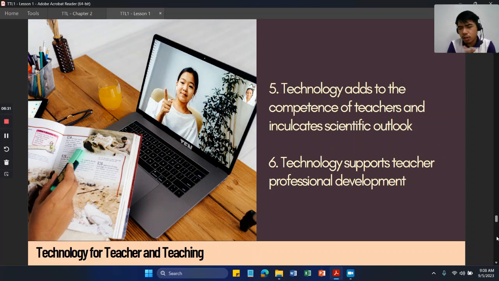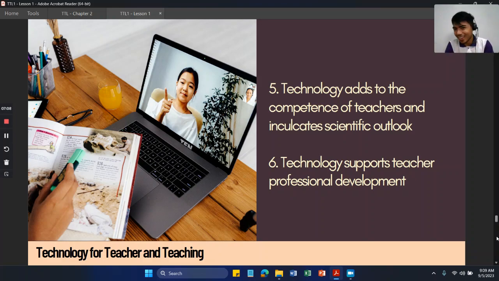Then, technology adds the competence of teachers and inculcates scientific outlook. Another example nga po natin dito is the presence of the INSET. Na INSET ito ay ginagawa na kahit na online, that the teachers will just be watching the videos and at the same time they can do the activities on their own homes, na hindi na sila pumupunta pa sa ibang mga lugar, para hindi masayang yung kanilang efforts and at the same time para hindi rin masayang yung kanilang pamasahe, or nababawasan na rin talaga dito yung gastos when it comes to learning.